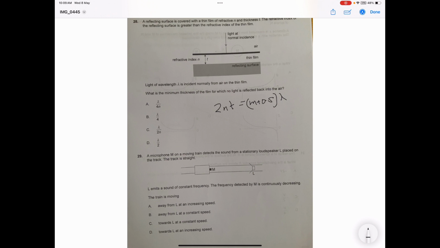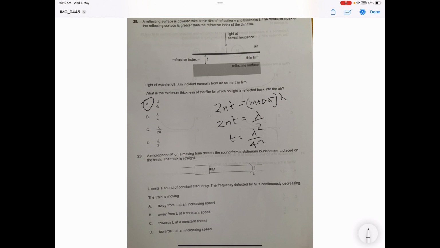N, of course, is the refractive index. T is the thickness. M is just some constant from 0, 1, 2 up to whatever. And lambda is the wavelength. So the minimum thickness will mean M is equal to 0. So we have 2nt is equal to lambda all over 2. So the minimum thickness is going to be equal to lambda all over 4n. So it should be A.